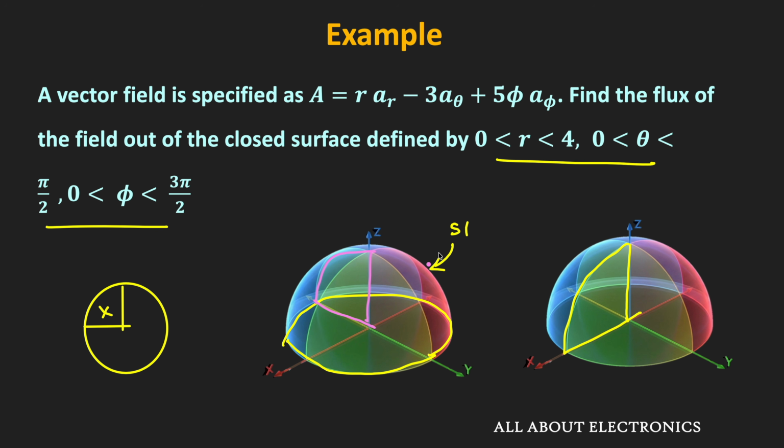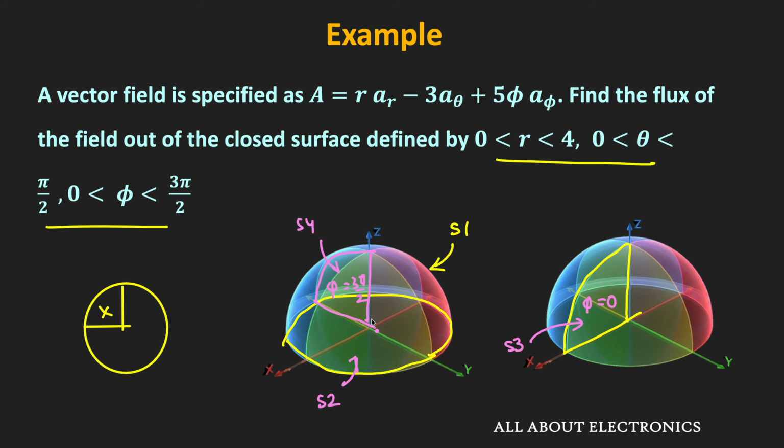This S1 can be found by keeping r constant and varying theta and phi in the given range. Likewise, the surface S2 can be found by keeping theta as pi by 2 and changing r and phi in the given range. Similarly, the surface S3 can be found by keeping phi constant and changing r and theta. In this case, phi will be equal to 0. And similarly, for the surface S4, phi will be equal to 3 pi by 2.